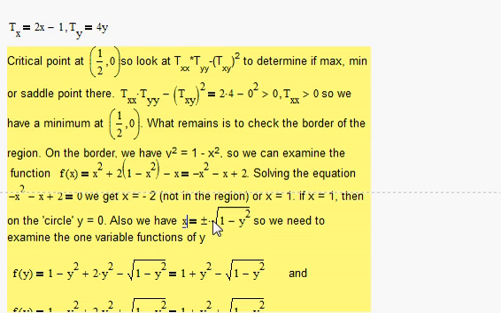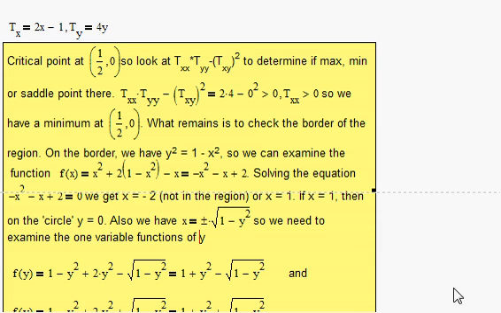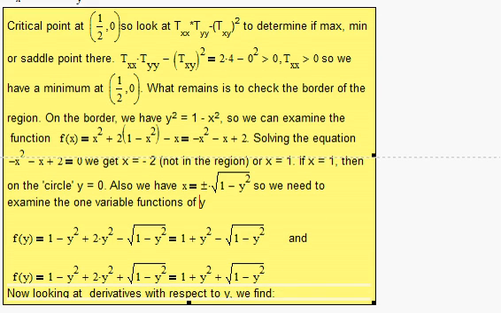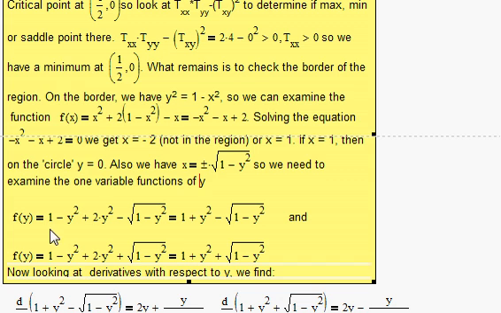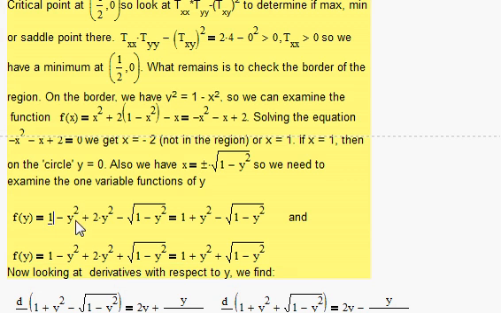Also, we know that solving the equation x squared plus y squared equals 1 for x, we get x equals plus or minus the square root of 1 minus y squared. So we need to examine the one variable function of y, along with the point where x equals 1, y equals 0. Since x squared equals 1 minus y squared, this is replacing x squared. This is part of the original equation, and then I'm going to say minus this, and this is the simplified version.